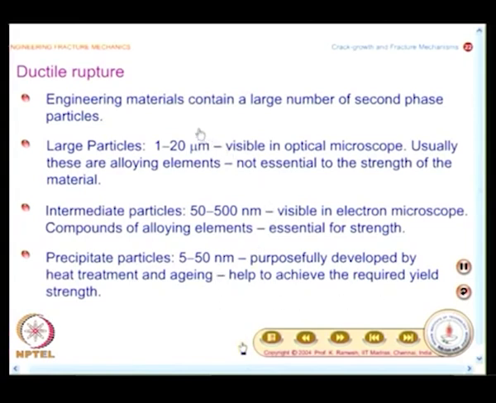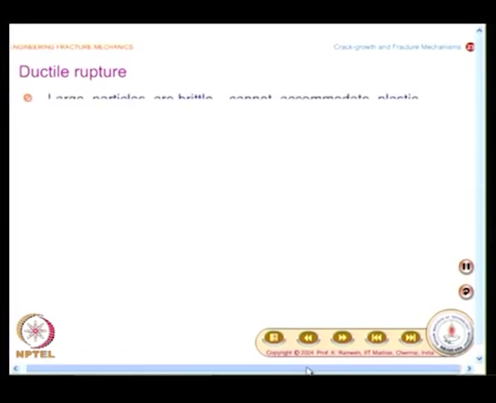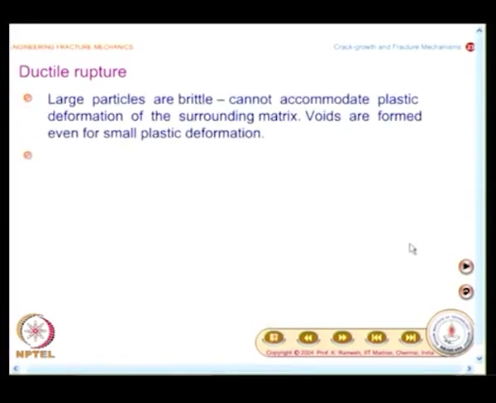and we have to see under the loads how these particles behave, because we all know near the crack tip you have very high values of stresses that can give you plastic deformation. How do the large, intermediate and precipitate particles respond to this plastic deformation? Large particles are brittle, they cannot accommodate plastic deformation of the surrounding matrix. In view of this, voids are formed.